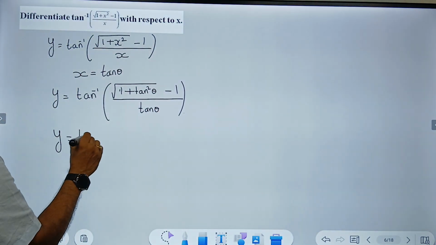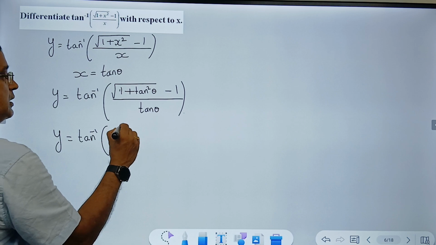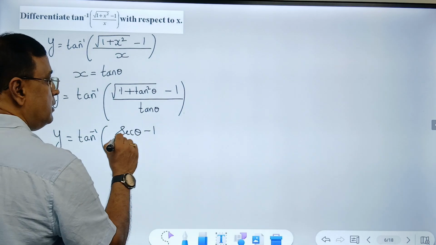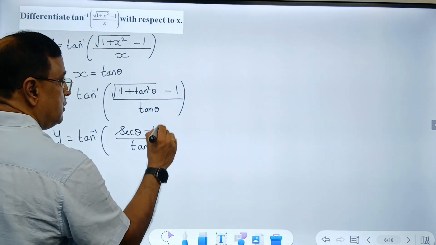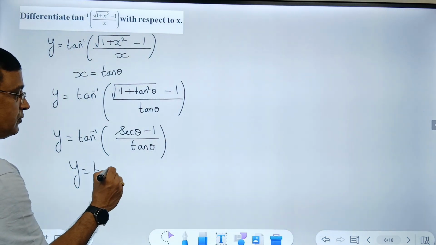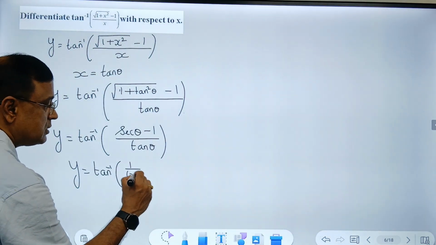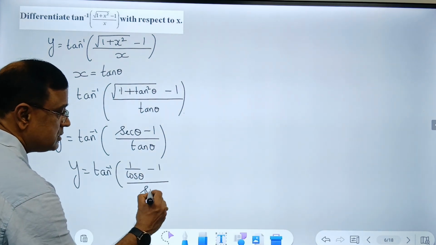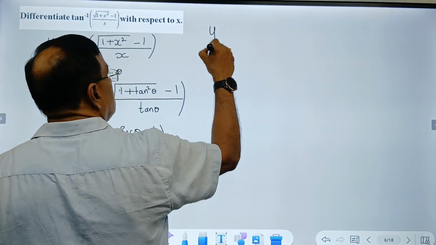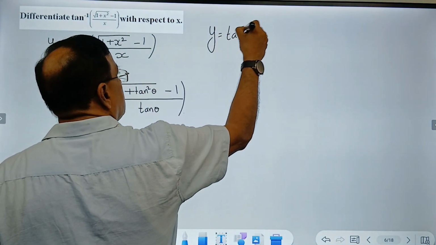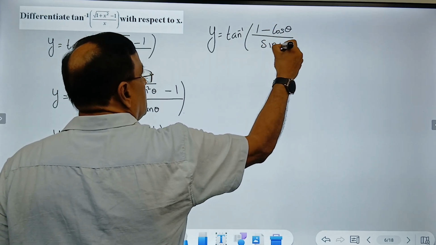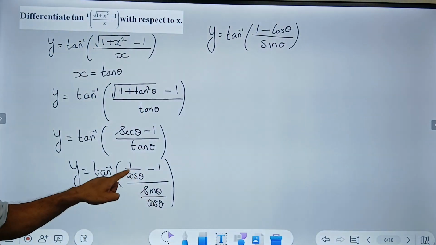This is tan inverse of root of 1 plus tan square theta, which is secant theta. Actually secant square, root of secant square is secant, minus 1 divided by tan theta. Now convert everything to sine and cos. When you convert everything to sine and cos, what do I get? Tan inverse of secant is 1 by cos, tan is sine by cos. Now take LCM, what do you get? y equal to tan inverse of (1 minus cos theta) divided by sine theta. I took LCM, cos and cos gets cancelled.